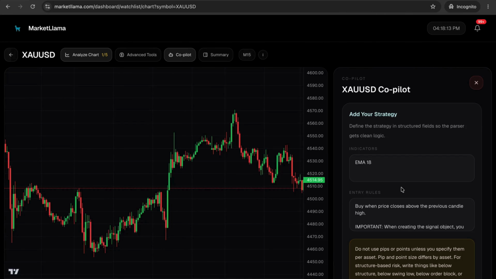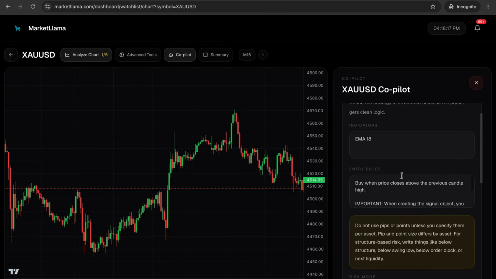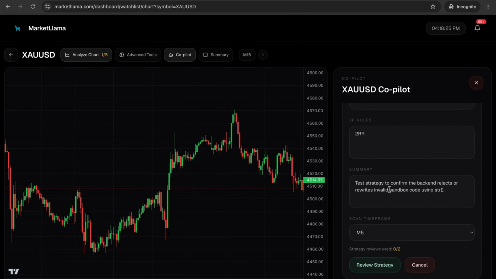You click the pen icon to add or edit your strategy. Here's a demo strategy. You add your indicators here if your strategy uses any. Here's where you add your entry rules. Here's where you define your risk. And here you add a detailed summary of your strategy so the AI has more information to work with.